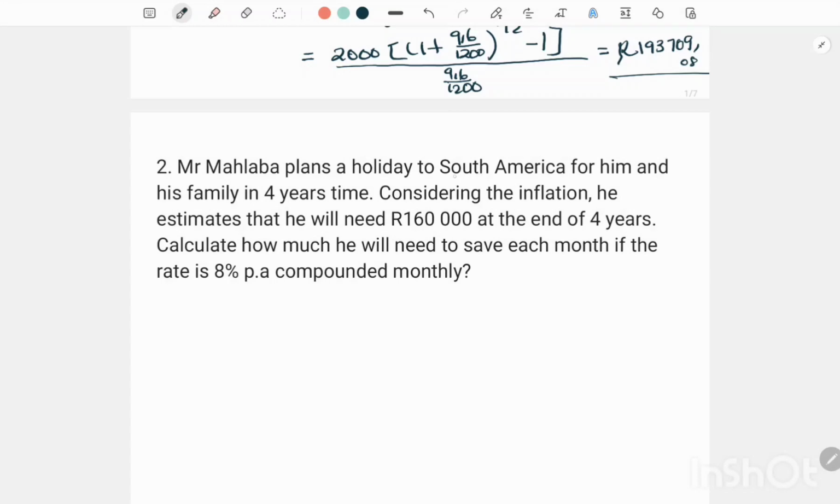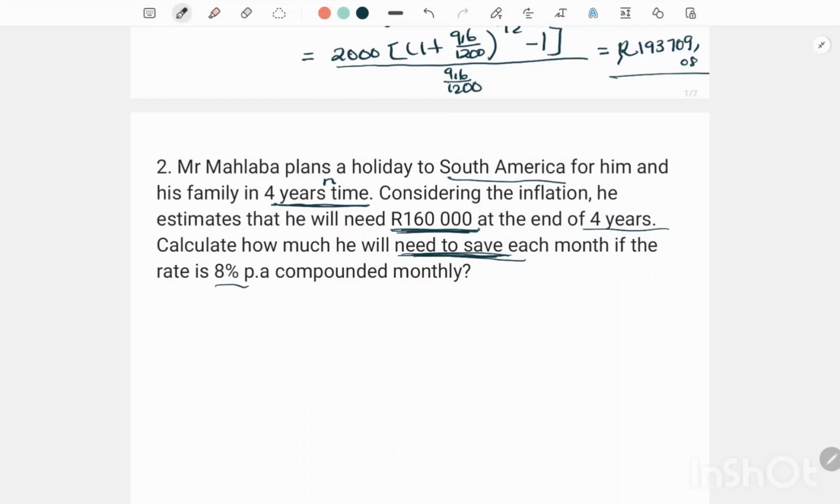Mr. Mahlaba plans a holiday to South America for him and his family in 4 years' time. Here's a period, n is 4. Considering the inflation, he estimates that he will need this at the end of 4 years. He needs that money at the end of 4 years. Calculate how much he will need to save each month, if the rate is 8%. Okay, be careful.